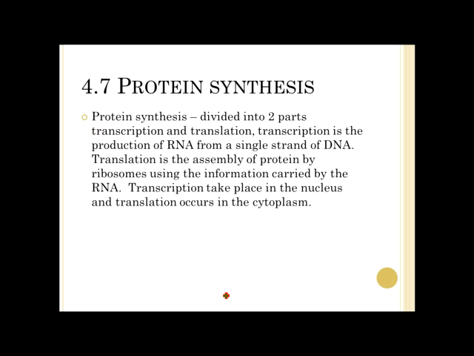Protein synthesis. Protein synthesis, or the production of protein, is divided into 2 parts. We get transcription and translation. Transcription is the production of RNA from a single strand of DNA. Translation is the assembly of protein by the ribosomes using the information carried by the RNA. Transcription takes place in the nucleus. Translation occurs in the cytoplasm.